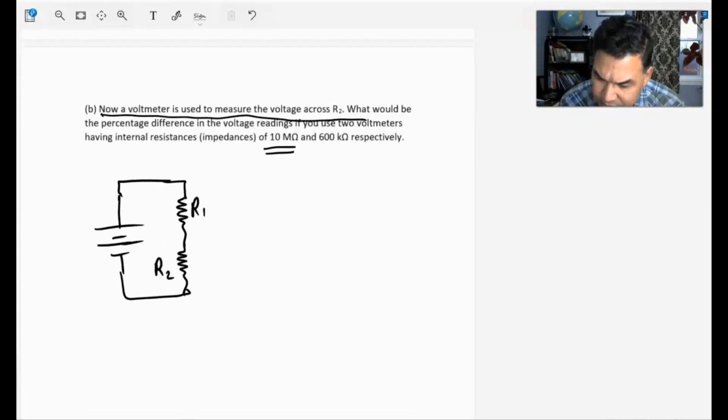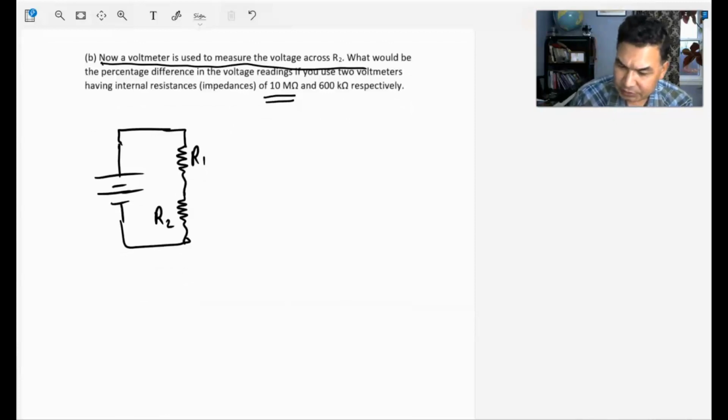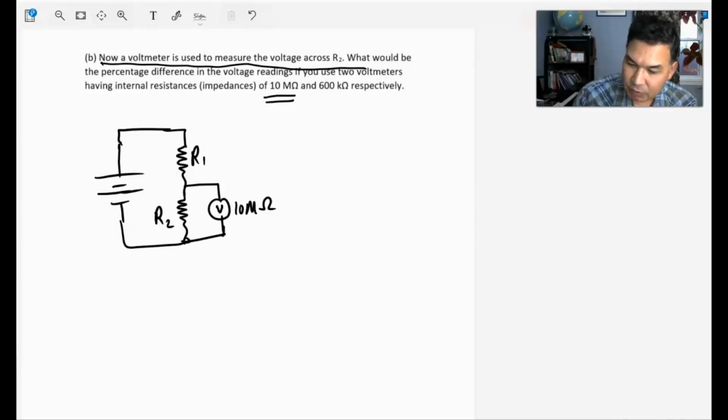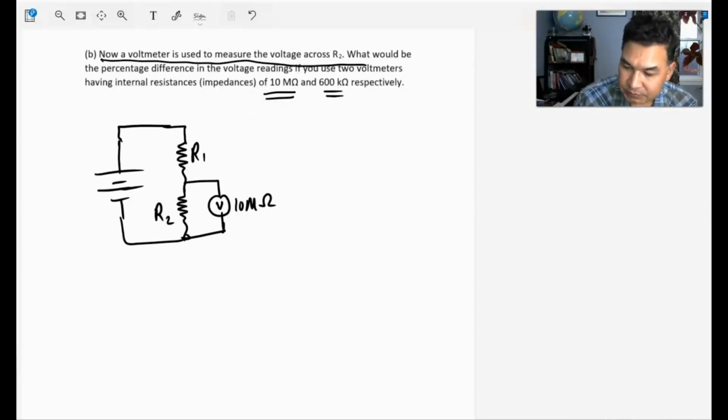What would be the percentage difference in the voltmeter readings if you use two voltmeters? Okay, so you use two voltmeters, one having 10 mega ohm, very high impedance, and one having only 600 kilo ohm on the same circuit. R1 and R2 are same, right? 220 and 500. So first, let's use a voltmeter having 10 mega ohms, right? So let's solve this problem.